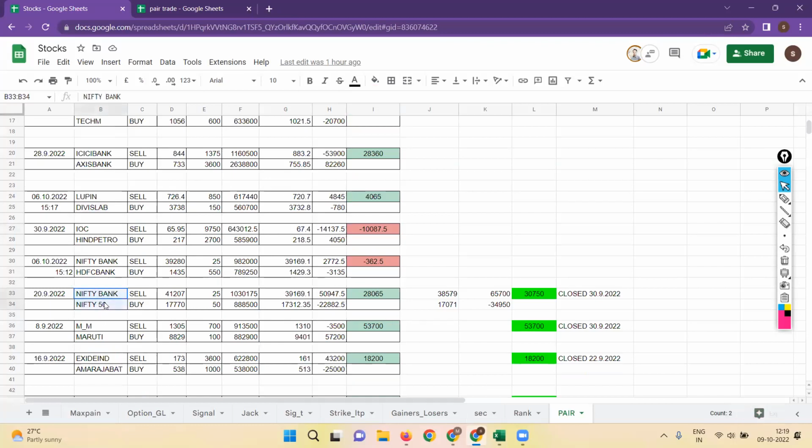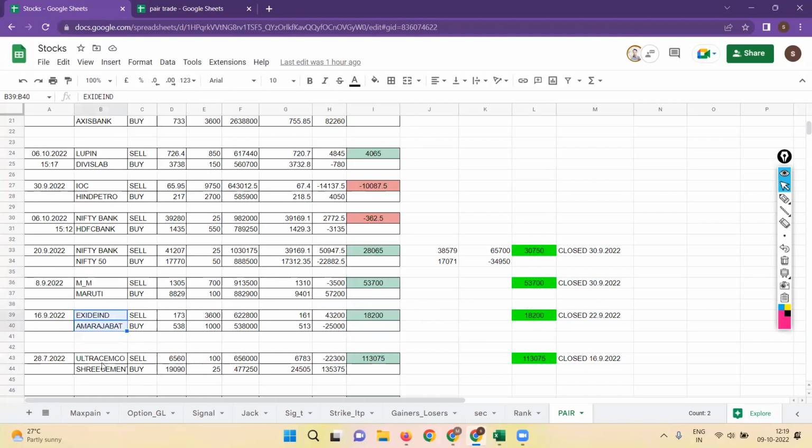Nifty and Bank Nifty, from 28th September, closed on 30th September, just 10 days, 28,000 profit. M&M and Maruti 53,000 profit. And Exide and Amara Raja. I will explain each and every stock, how to read it. Ultratech and ACC also gave very good profit.